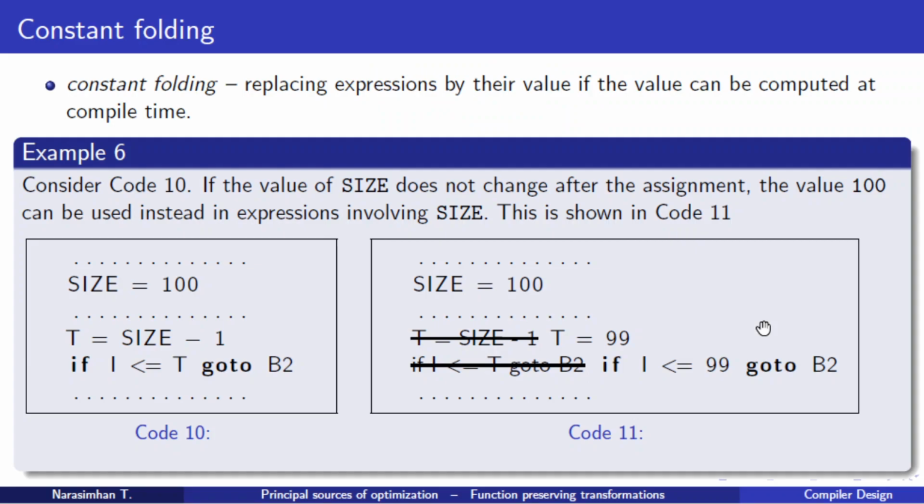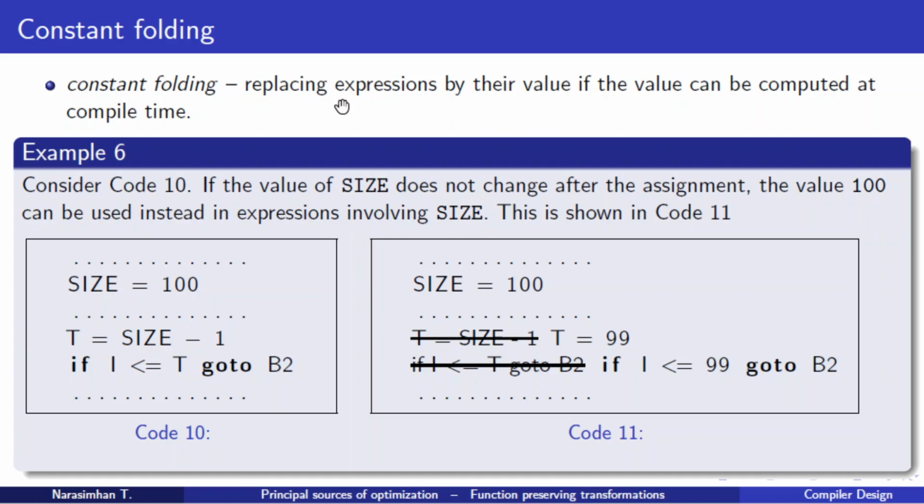The last example in the category of function preserving transformations is constant folding. What do you mean by constant folding? Constant folding is the process of replacing expressions by the value. The value can be computed at the compile time. Let us see what this means. Suppose the compiler sees an expression in the statement in the program. It identifies that the expression's value is a constant. That is, it identifies that the expression evaluates to a constant value.